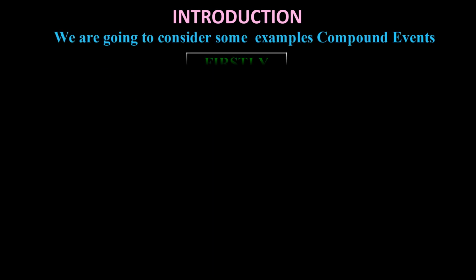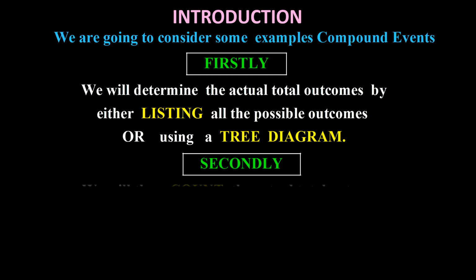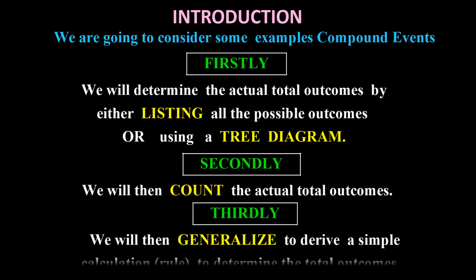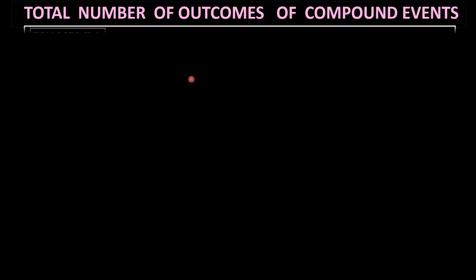So the procedure we're going to follow would be as follows. Firstly, we're going to list all the outcomes, or we're going to use a tree diagram. After doing that, we'll be able to count the actual number of outcomes. And then lastly, from that counting, we will be able to generalize and derive a simple calculation rule for determining the total number of outcomes. Now let us consider an example of how we can determine the total number of outcomes of compound events using tree diagrams and listing the outcomes.